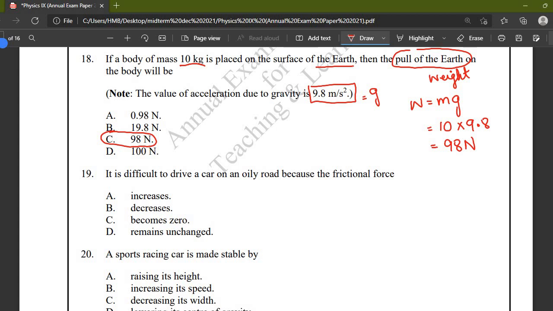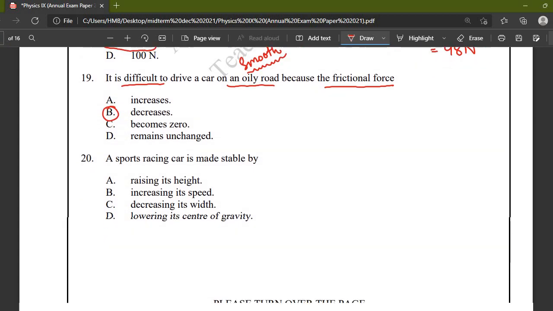Then we have question number 19. It is difficult to drive a car on an oily road because the frictional force on the oily road is very less. To drive a car, we need friction between the tires and the road. So an oily road or oily surface becomes smooth, and the smoothness actually decreases the frictional force. Option B is the right answer in question 19.